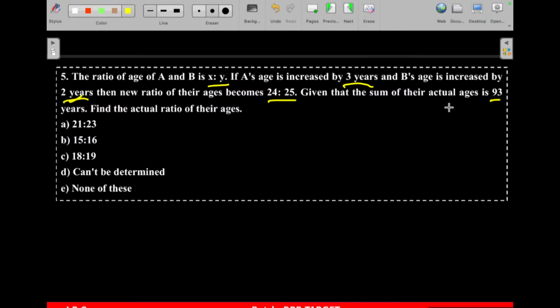See, as it is, 93 plus 5. How much is 93 plus 5? 98. Yes. 98, and 24, 25 means 49, so 48 and 50. Yes or no? Okay. 3 years increase, so it will be 45. 2 years decrease, which means 48. This will be your answer.